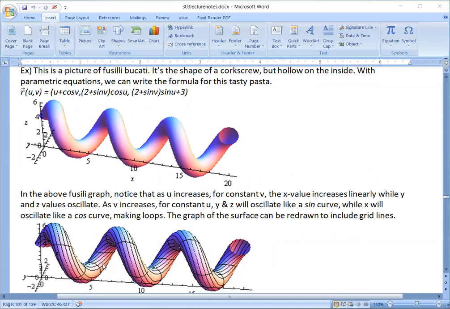Second of all, if u is constant, as v increases, what's happening? Well, y and z will both oscillate like a sine curve because they both have a sine v in them. But the x coordinate has a cosine in it, so it's going to oscillate like a cosine curve. So you're going to get these loops. Because of the other terms, the loops are kind of complicated, but it gives you these oscillating loops. And that gives you those other grid lines that you can see on the graph on the bottom. Those are a little more complicated, but at least you can get the idea that it's oscillating back and forth and going in some kind of twisted loop.